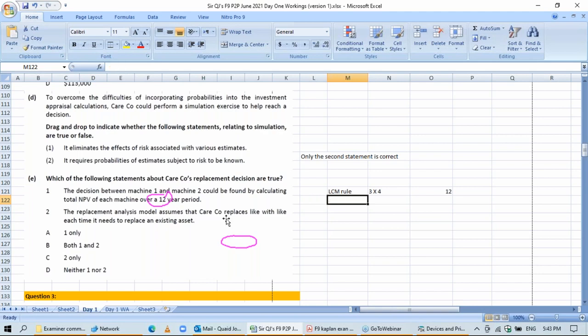And then the replacement analysis model assumes that the company replaces like for like each time it needs to replace an existing asset. So again, this is also correct. The machines should be identical, both of the machines, in the case of the replacement analysis model. So both of these are correct. Both the statements are correct. The correct answer is B.